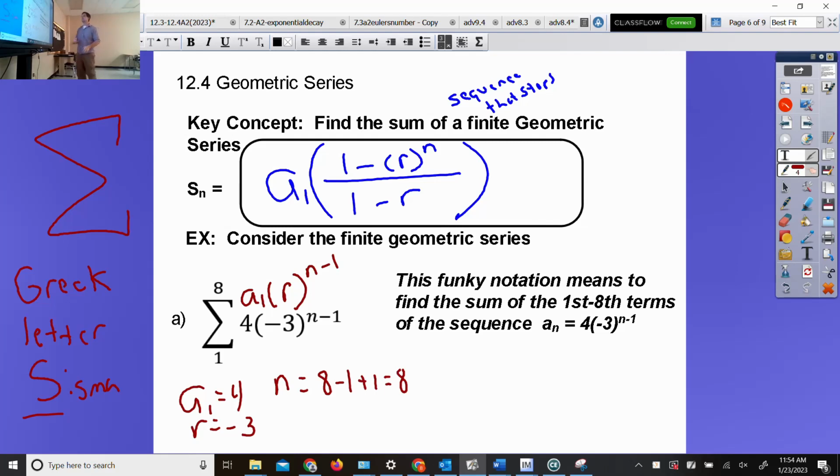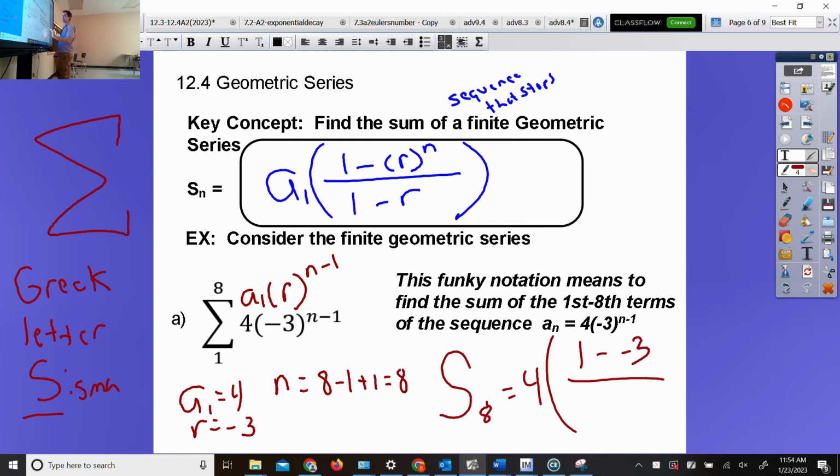8 of them. So everywhere I see an N, I'm an 8. I encounter an a sub 1. What's that? 4. A tall set of parentheses. 1 minus what? -3. What power? To the 8th. 8th over 1 minus -3. Anything wrong with what I wrote?